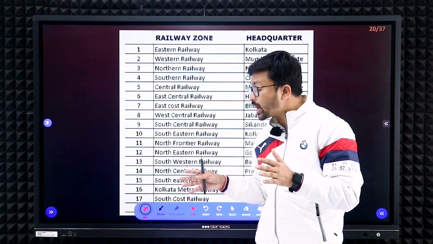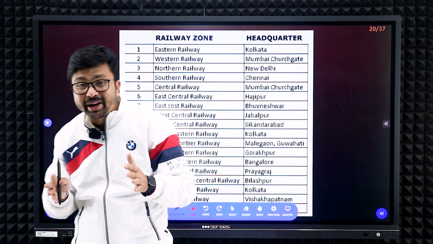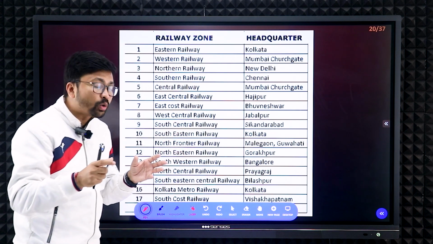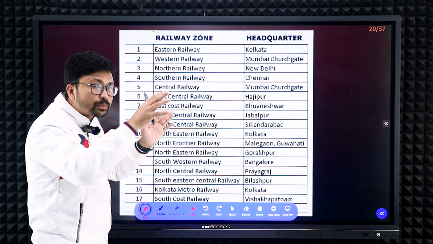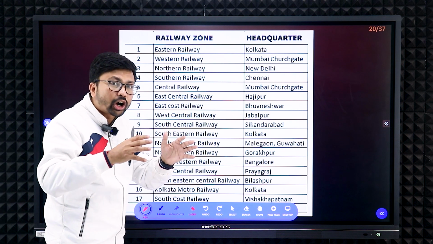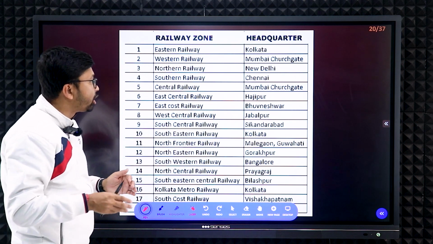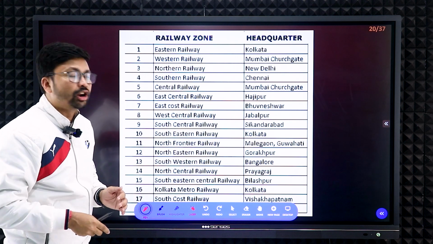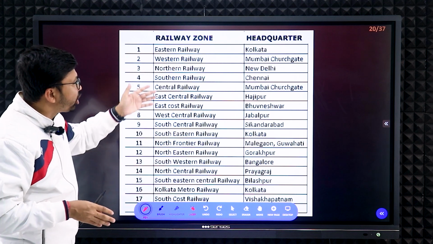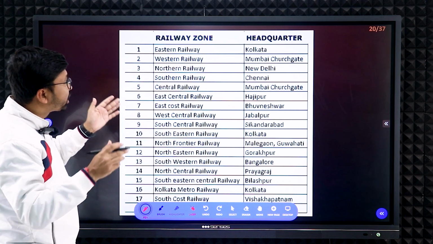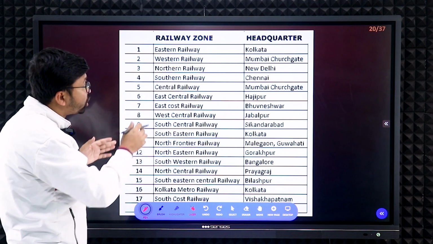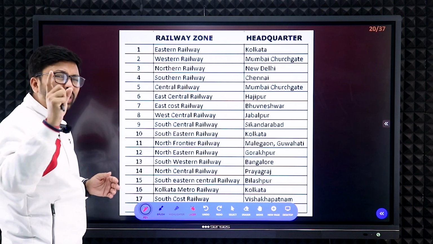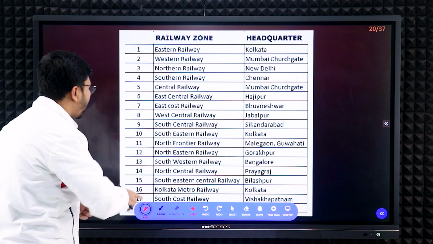There will be 17 headquarters, right? Each headquarters will look after particular areas, and all together they will work under the Railway Ministry in Delhi, that is the Rail Bhavan, right? Here you can see, you just need to know a few important railway zones, the 17 zones, and what the headquarters of each is. For MCQs, this chart is very important, right?